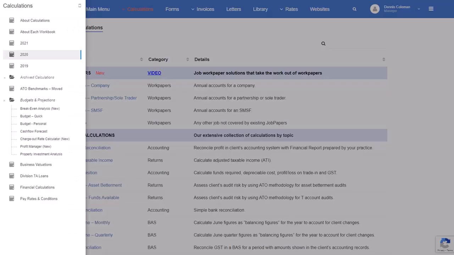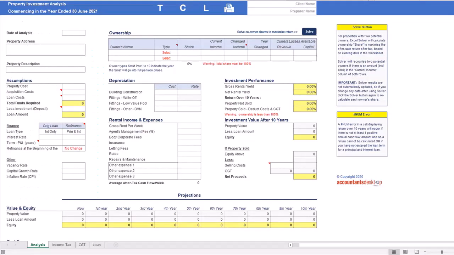Next, he meets with a client who wants advice on purchasing a specific rental property. Roger enters data to the Calculations, Budgets and Projections, Property Investment Analysis spreadsheet to determine pre- and post-tax flow, gross and net rental yield, investment equity after 10 years, and internal rates of return after 10 years if the property is either sold or still held.